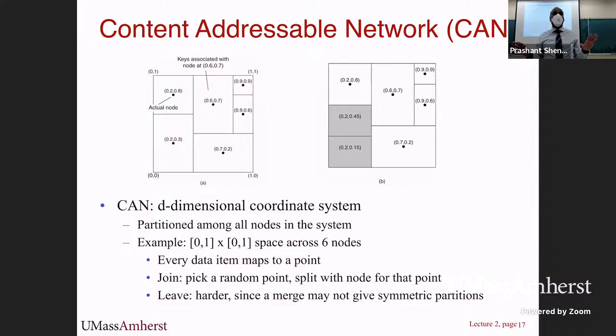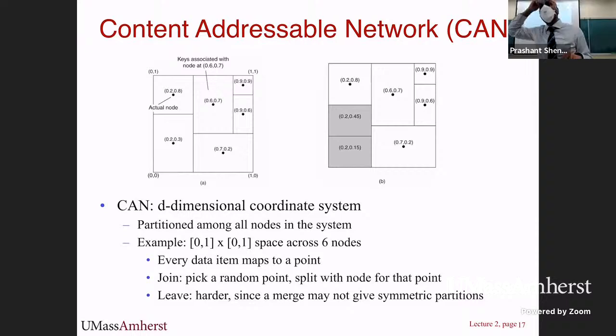So that becomes a coordinate in a two-dimensional plane. Each item has two IDs associated with it, I and J. In Chord, you had only one, which was I. Here I have an additional attribute. The attribute can be anything, but you hash that to a number and eventually it becomes a coordinate.